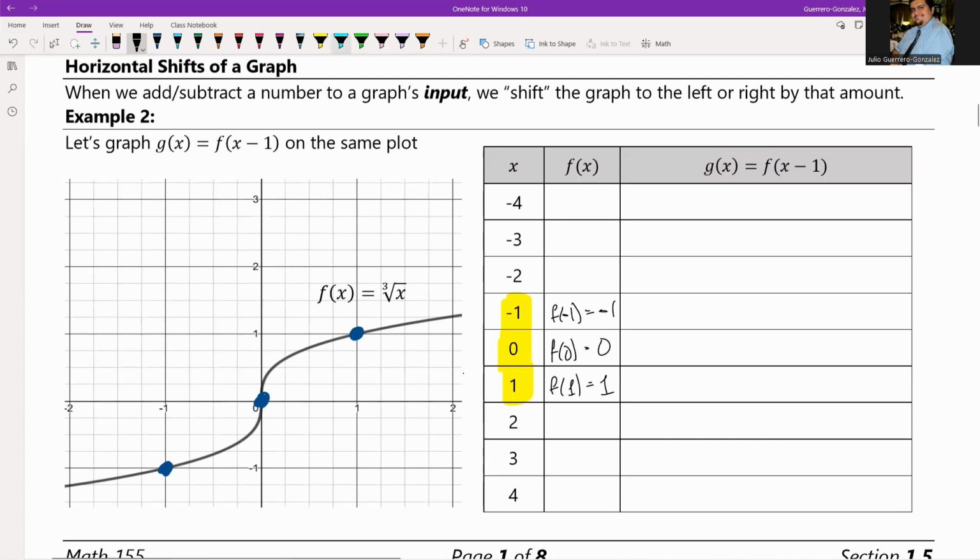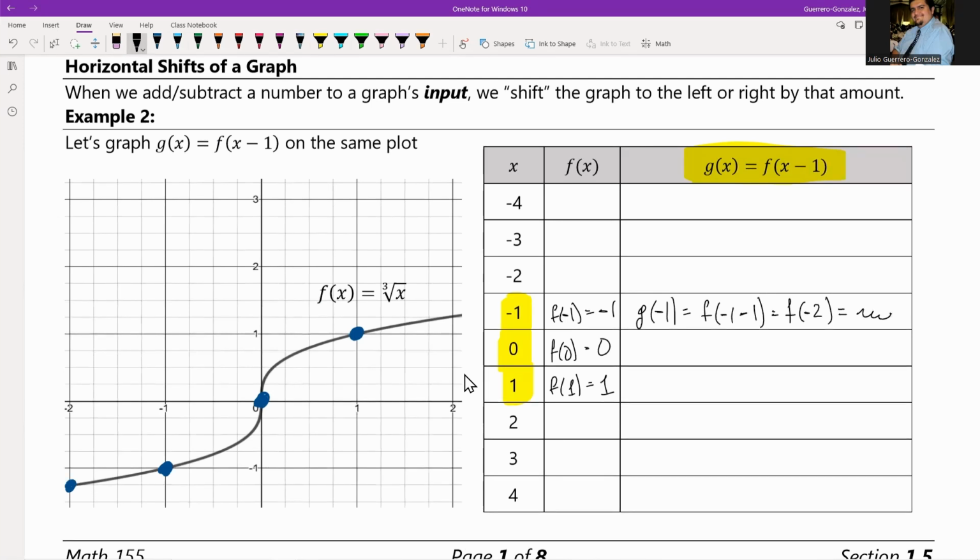Now let's look at g of x. So I want g of -1 according to the rule for g of x. That is going to be f of -1 minus 1, which is equal to f of -2. Now, f of -2, that should be this point down here, correct? We don't have that point in particular right now. If you want to compute it, that's fine. Let me skip this for now.